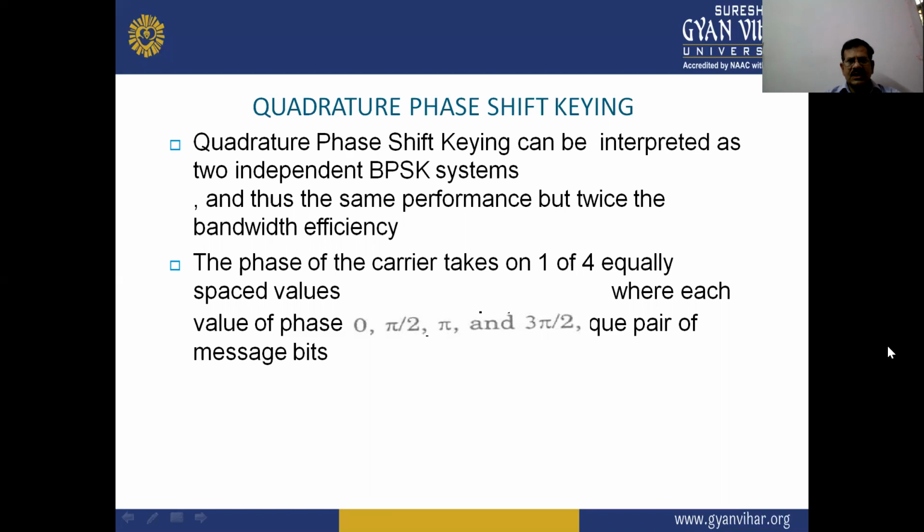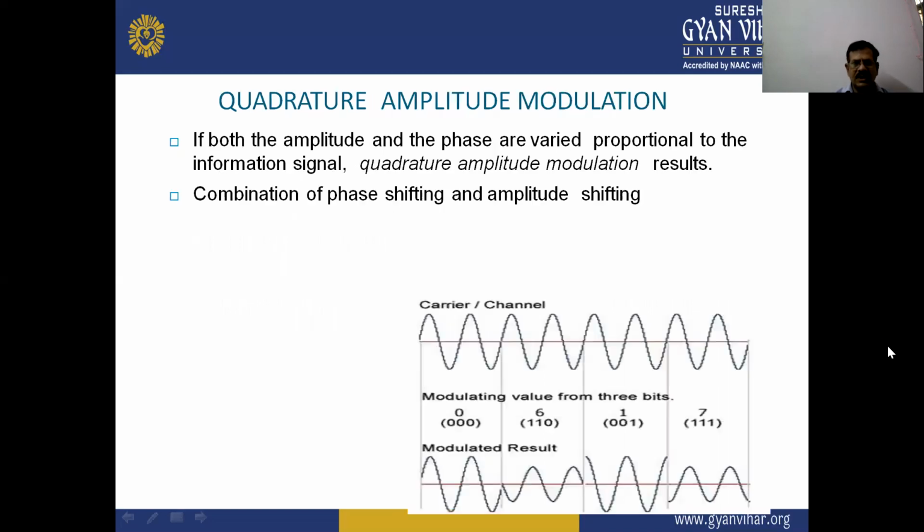Quadrature phase shift keying, QPSK, can be interpreted as two independent BPSK, or binary phase shift keying, systems, and thus has the same performance but twice the bandwidth efficiency. In this QPSK system, the phase of the carrier takes one of four equally spaced values, 0, pi by 2, pi, and 3 pi by 2, where each value of the phase corresponds to a pair of message bits.